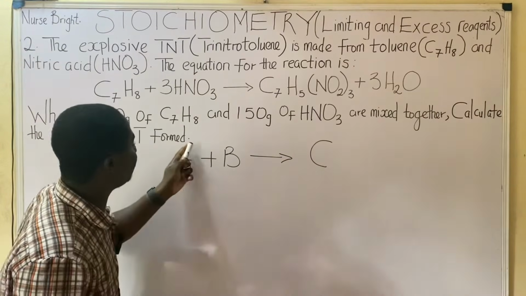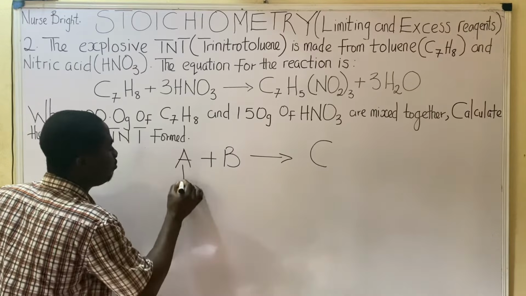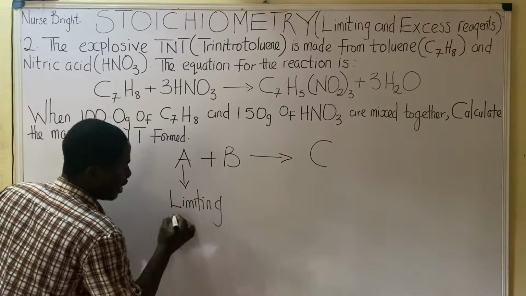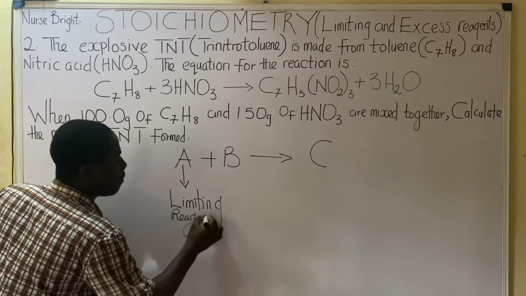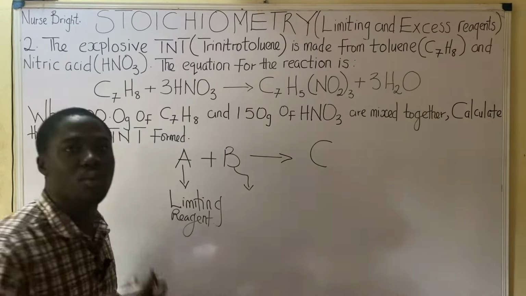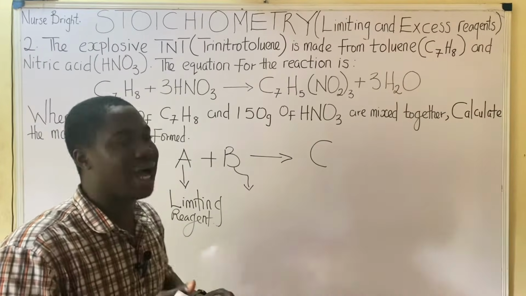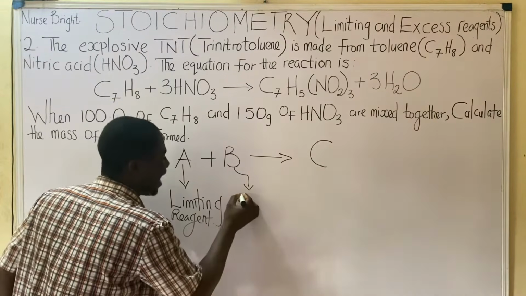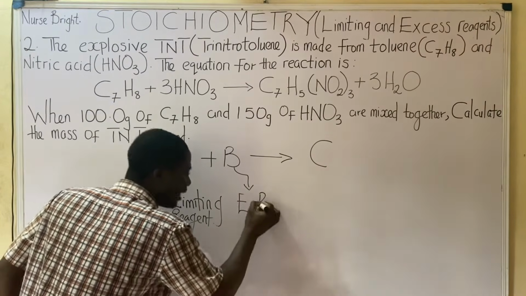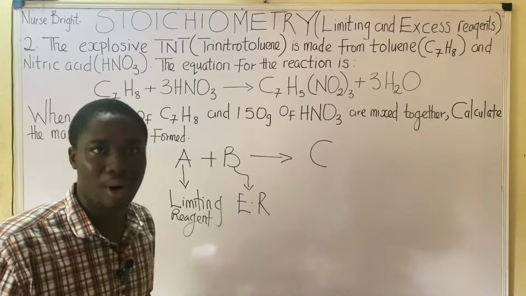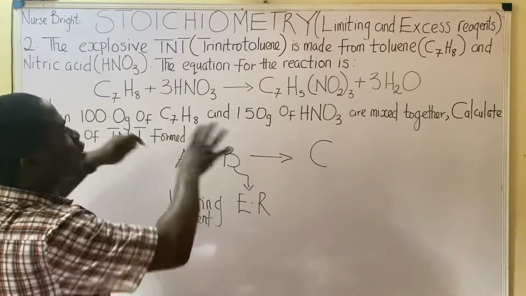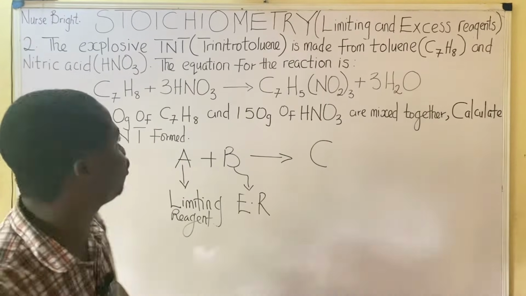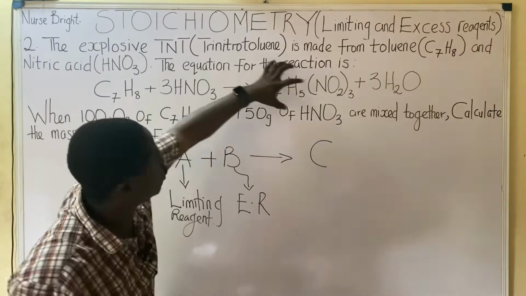So let's say A finishes first. So A will become the limiting reactant. Are you following me now? Automatically some part of B will be remaining, because B had not finished before A finished. Do you understand? So B will become the excess reactant. Are you following my point? So that's what this concept of limiting and excess reagent is all about in this aspect called stoichiometry, and it's still all about reactions.